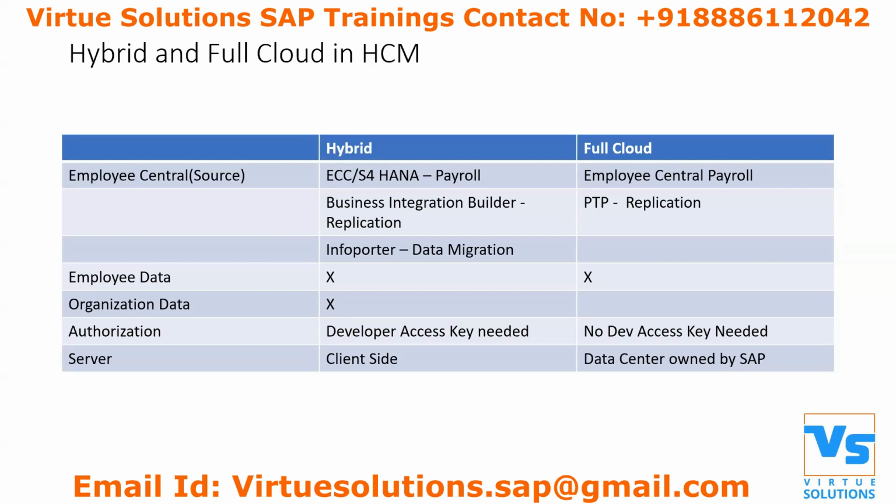The deadline is 2027. S4 HANA and the older system are both on-premise, right? This is not on-premise. Employee Central Payroll is a full cloud. So the difference between hybrid and full cloud is, in a full cloud system, you cannot have any other source system apart from Employee Central. There is no option like I cannot have Workday and Employee Central Payroll. That is not possible.